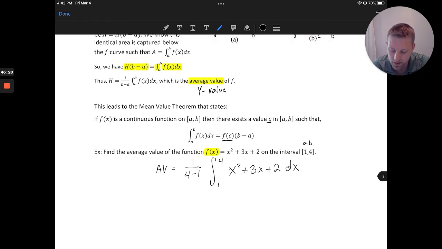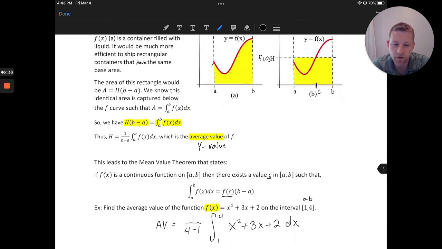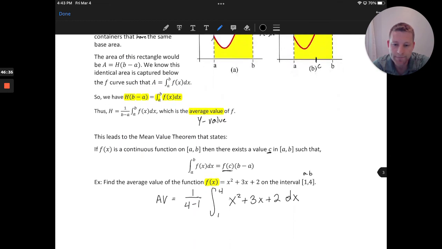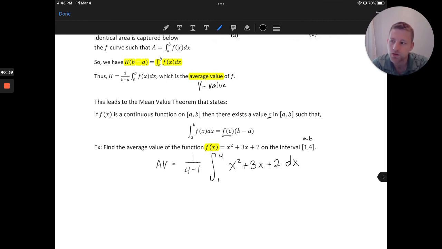We're again setting up that same average value equation, 1 divided by b minus a, and then the integral from a to b of our function. So let's go ahead and start that integration process. Right off the bat, we can find that that interval for our average value is just going to be over 3 units.